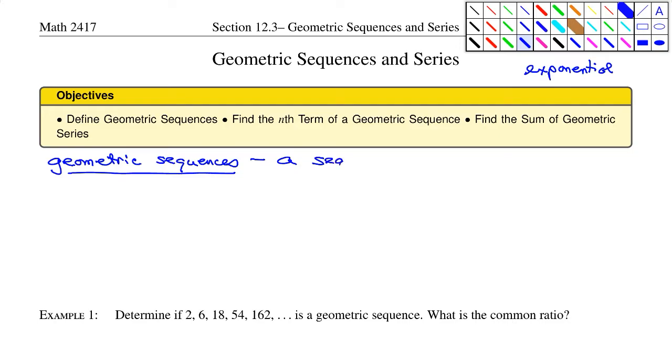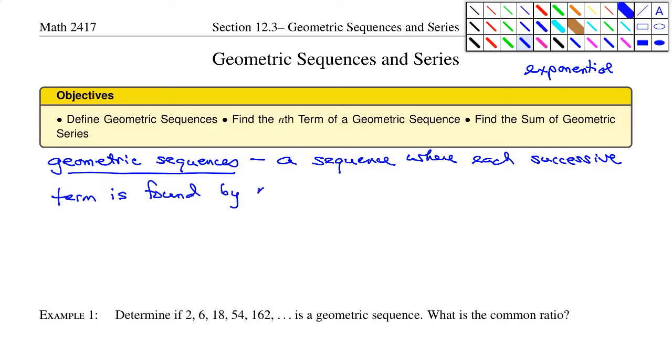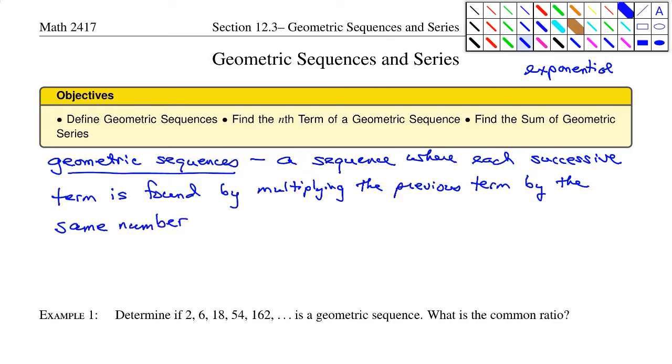A geometric sequence is a sequence where each successive term is found by multiplying the previous term by the same number, called the common ratio. The common ratio is symbolized by r, and we have a restriction that r cannot be equal to 0.